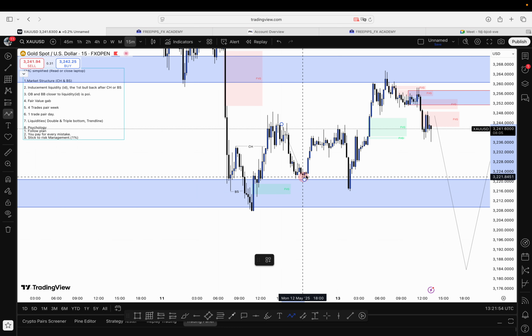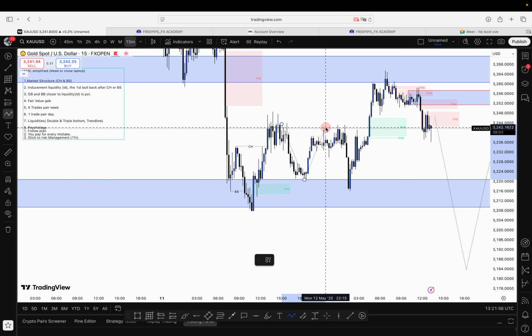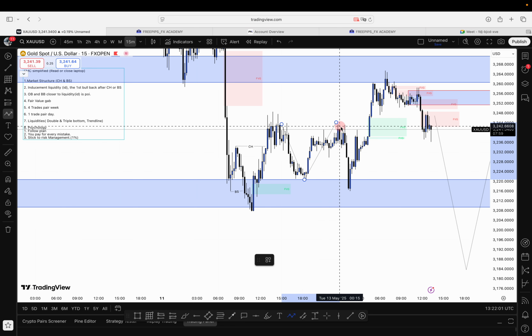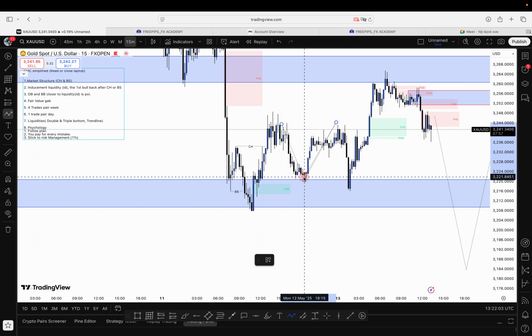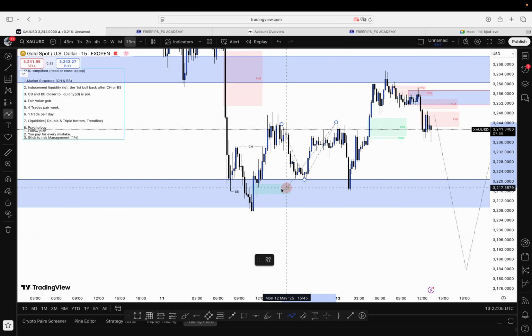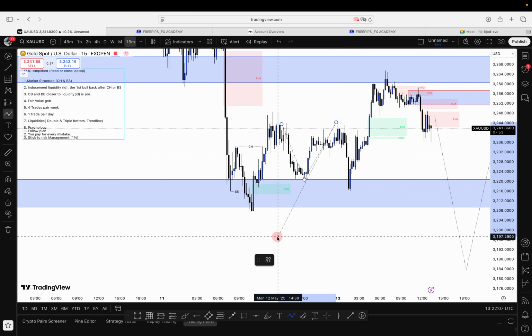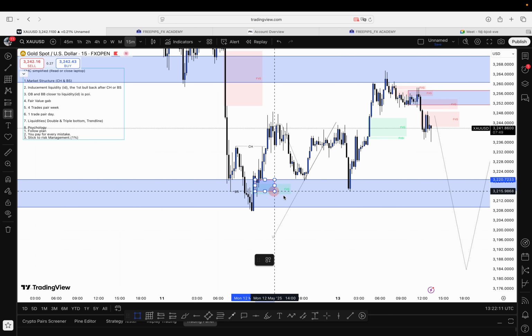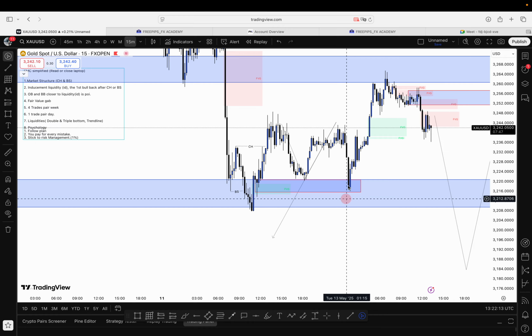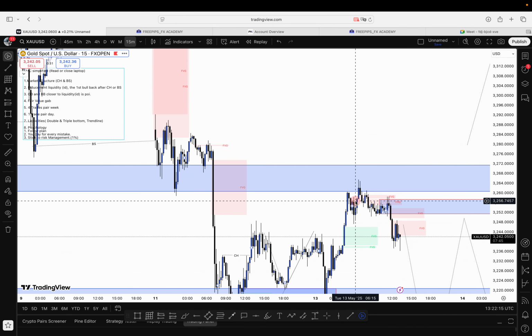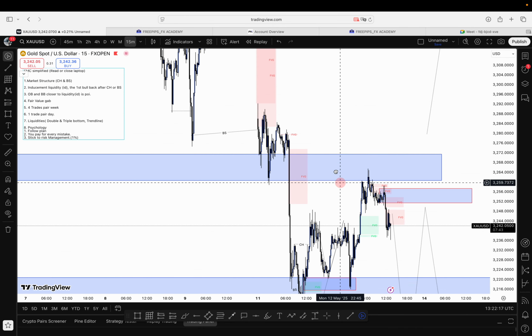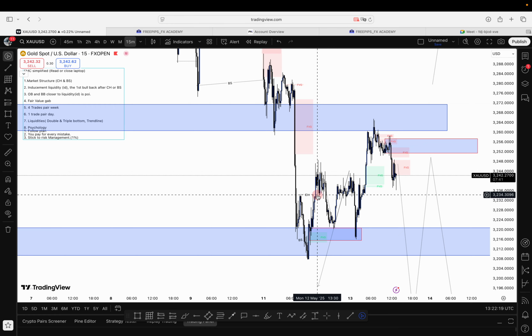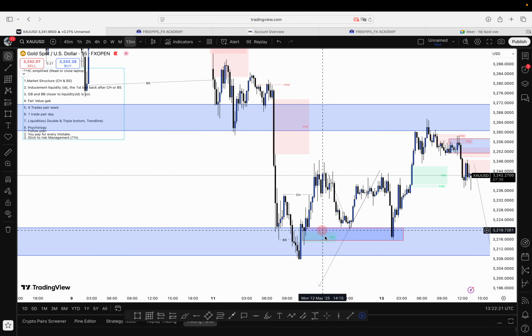So after having this first pullback, you are still hoping that price will come back and then come and clear the first pullback. Then you take your entry from the order block. And you take your entry from the order block. Then you have the buy. So that is a change of character for buys and sells.